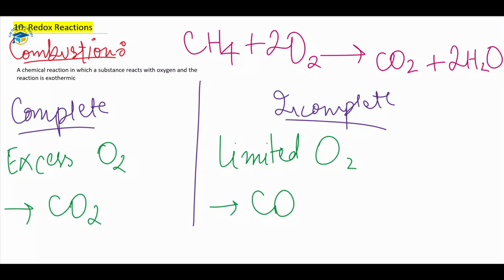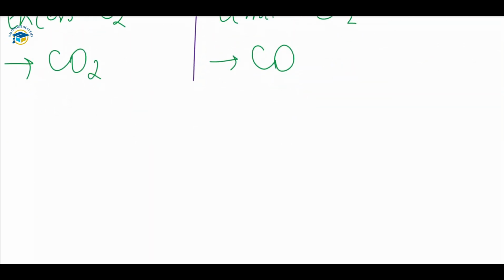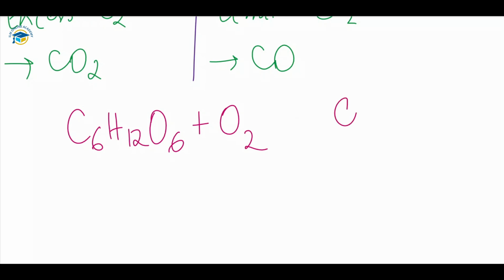We also have the example of the combustion of glucose that is present in the cells of our body. Glucose has the formula C6H12O6, and when it reacts with oxygen, we have carbon dioxide plus water. Products are always the same in case of combustion reactions, but there is just a minor difference in complete combustion and incomplete combustion. In case of complete combustion, carbon dioxide gas is released because of excess supply of oxygen, and in case of incomplete combustion, because of limited supply of oxygen, carbon monoxide is released.